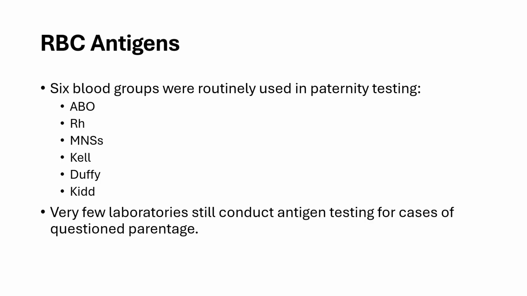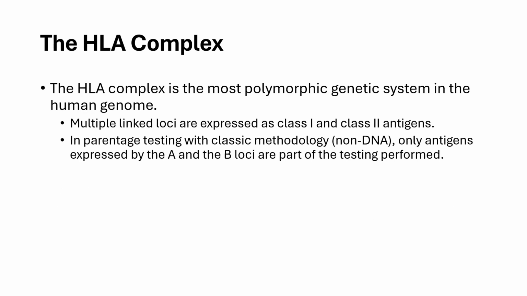For red blood cell antigens, there are 6 blood groups that were routinely used in paternity testing. Those include the ABO, RH, MNS, KEL, Duffy, and Kidd, though very few laboratories still conduct antigen testing for cases of questioned parentage, and that's due to the PCR testing that they currently do now.